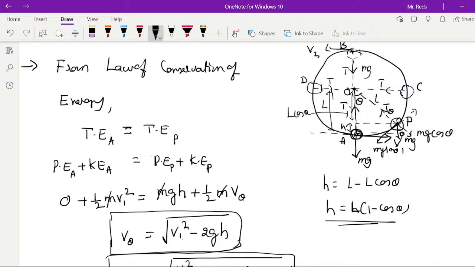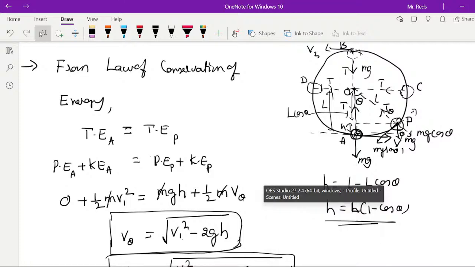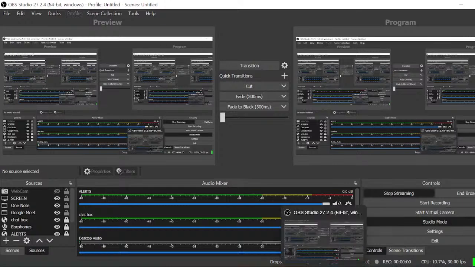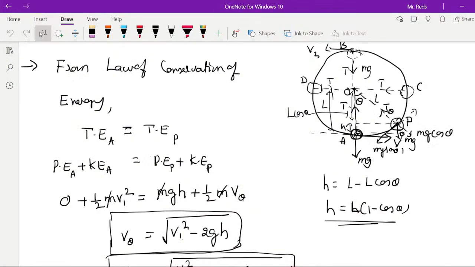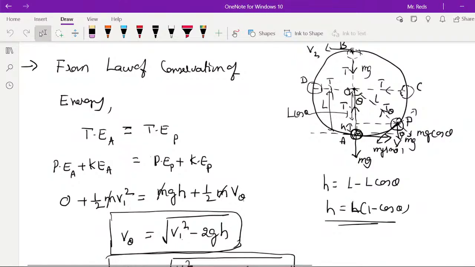Net is disconnected. Just a second, guys. Hello, students. Sorry for the disturbance. There is a small network issue in the system.